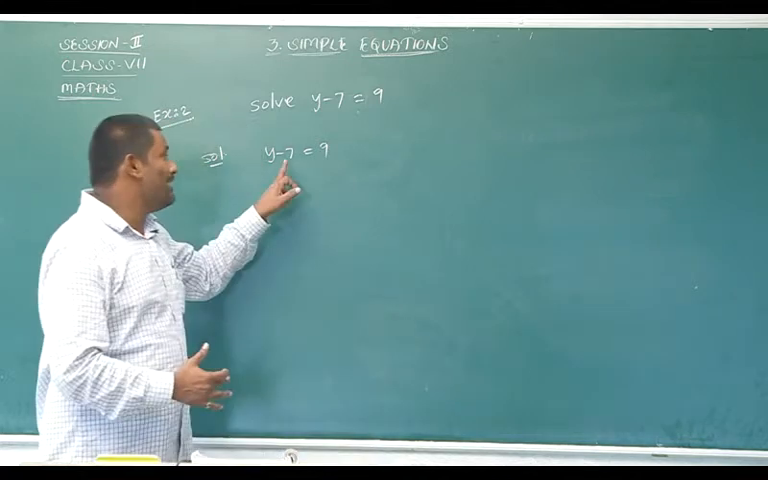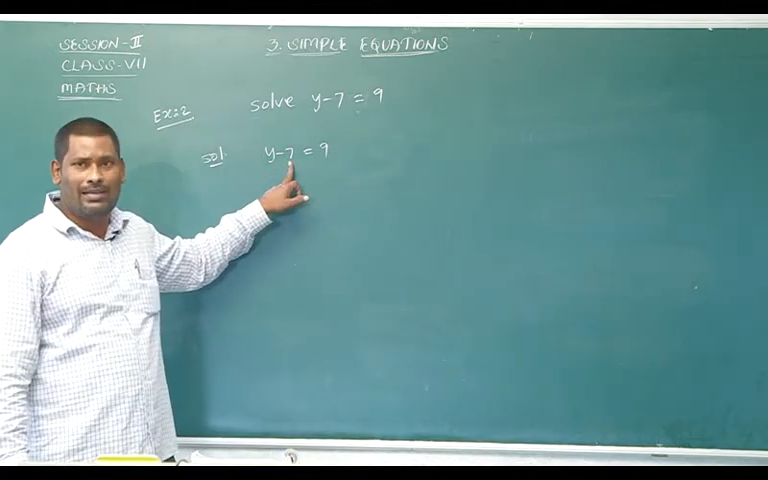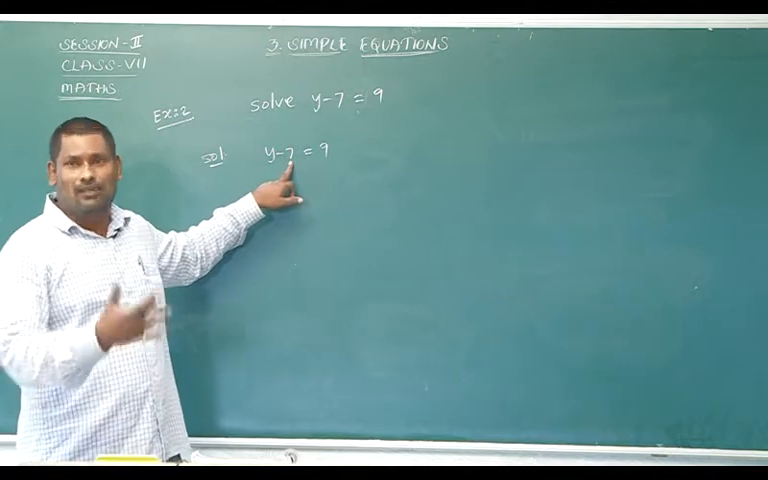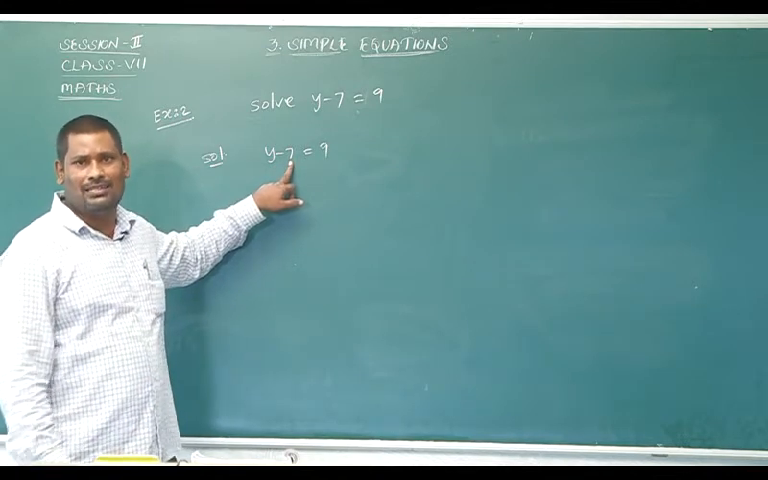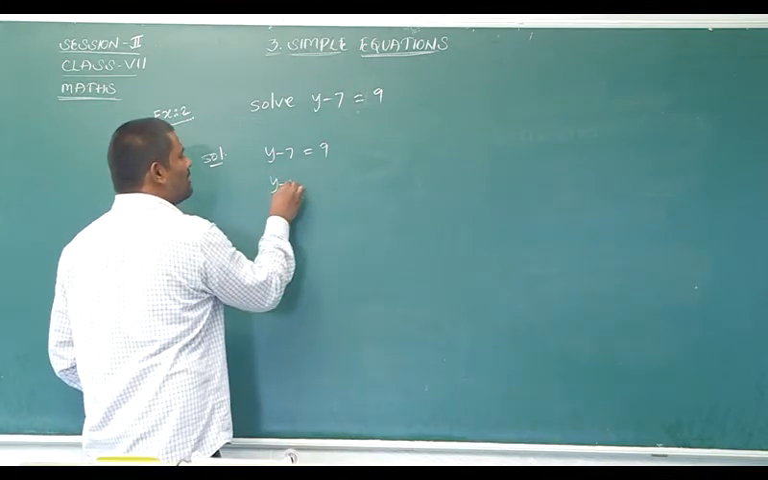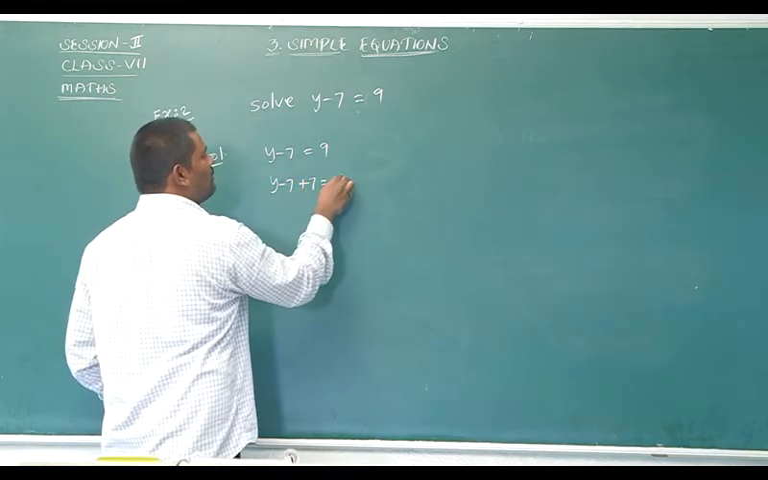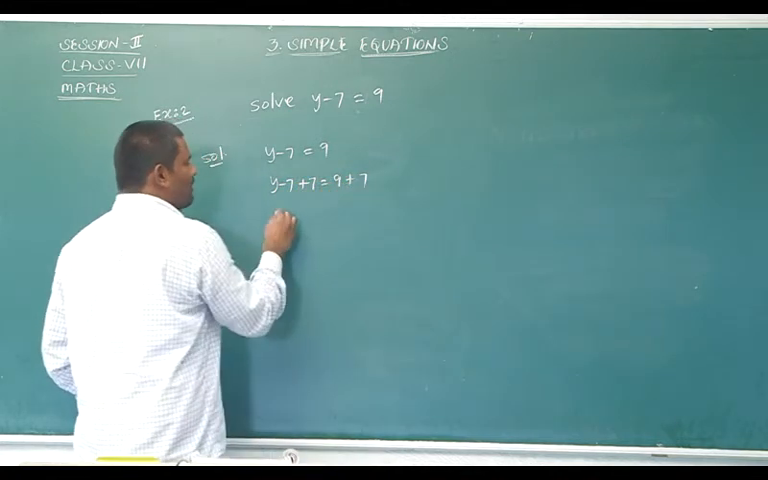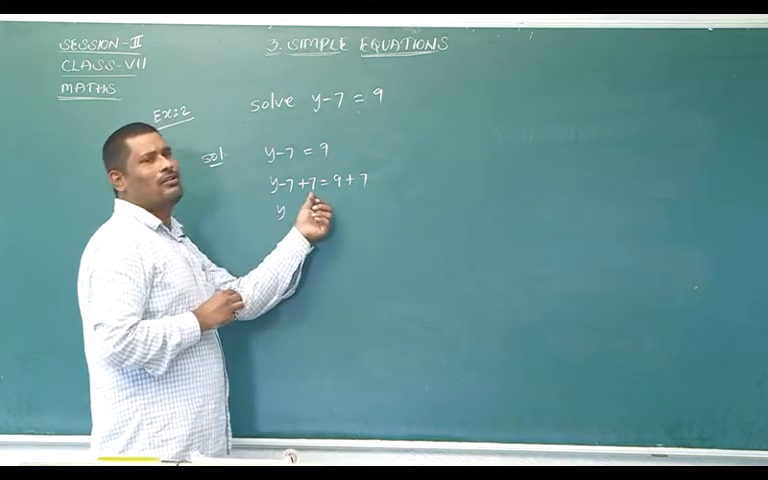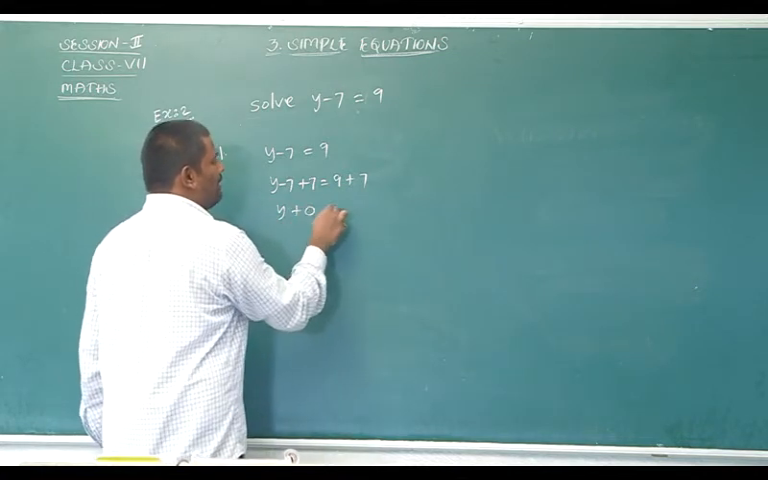So there is minus 7. Then how can I remove it here? I can add plus 7 on both sides. Then the value doesn't change. So y minus 7 plus 7 on the left, and 9 plus 7 on the right. Then y minus 7 plus 7, what do I get? That equals 0.